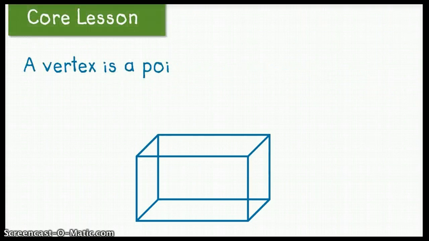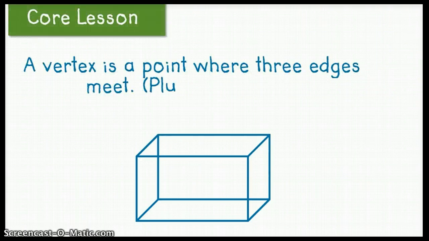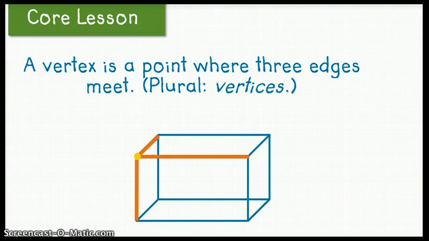Let's continue looking at the terminology. A vertex is a point where three edges meet, and vertex has sort of a funny plural form. The plural of vertex is vertices. Here's an orange vertex, and as you can see, 3 orange edges meet at that vertex. Here is another yellow vertex, and 3 orange edges meet right there. There are other vertices on this 3D figure, but we're not going to worry about them for now.